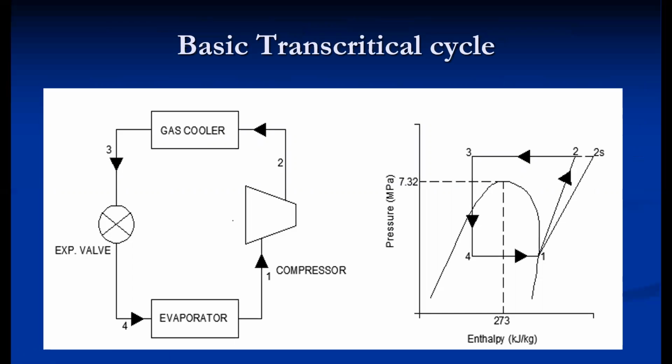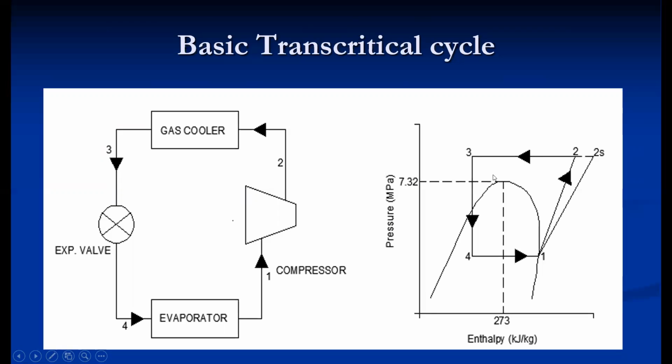The conventional vapor compression cycle is also called a subcritical cycle. Subcritical cycle means both processes, that is the evaporation process and the condensation process, happen below the critical point. But if one of the processes happens above the critical point, like in this cycle, then it is called a transcritical cycle. So when CO2 is used as a refrigerant in a conventional vapor compression cycle, the cycle becomes a transcritical cycle. That means the condensation process happens above the critical point and the evaporation process happens below the critical point.